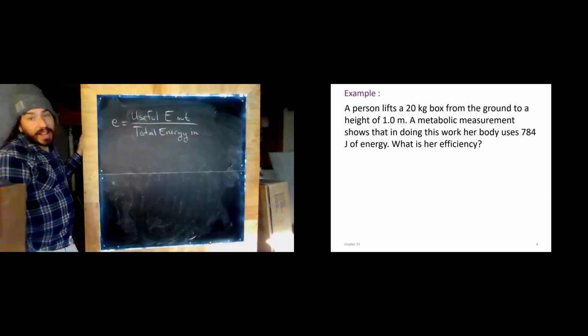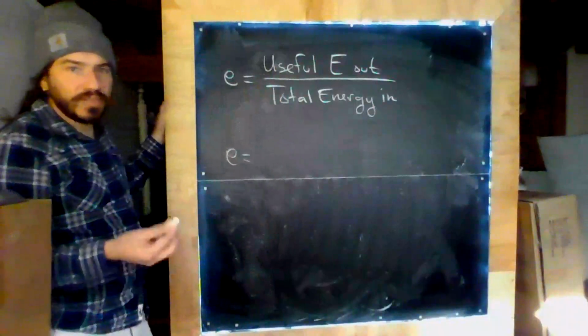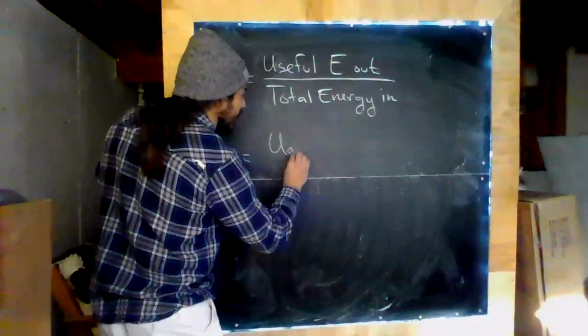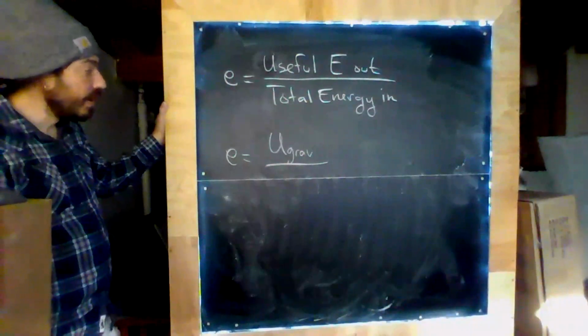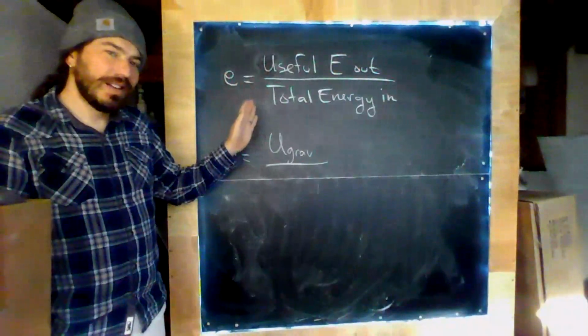And so let's apply that to this situation. Okay, well, what goes in here? What's our useful energy out? What's the point of lifting this box? The point of lifting this box is to create gravitational potential energy. Now, what's the total energy in?